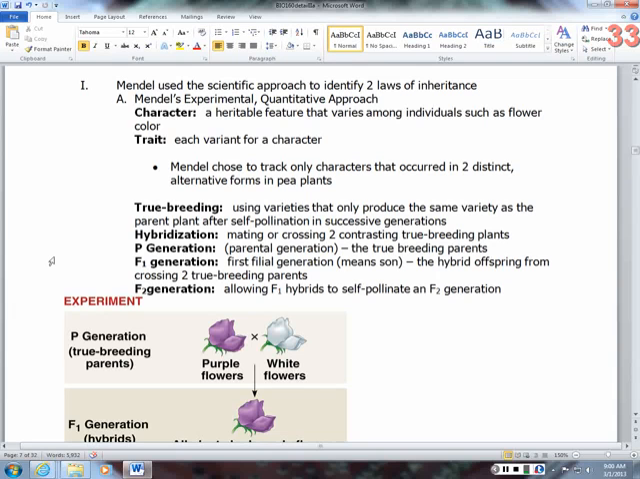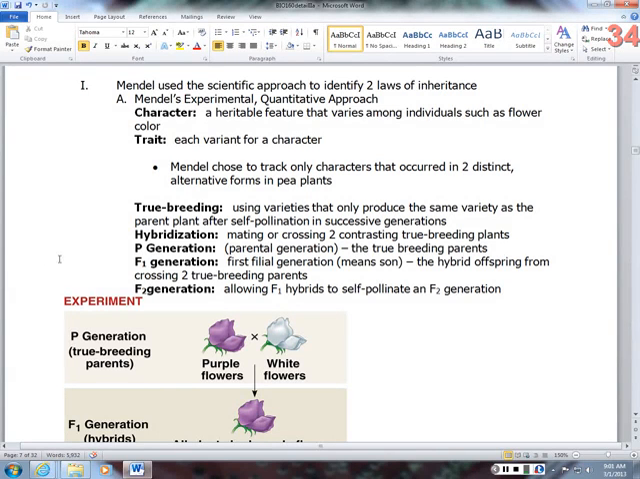So Mendel's experiment, he looked at pea plants, and that determined that a character was a heritable feature that varies among individuals, such as flower color. So the different colors would be the different characters. And the trait is each variant for the character. So you could have a pink trait versus a purple trait versus a white trait versus a red trait. And when he studied this, he chose to track only characters that occurred in two distinct alternatives.